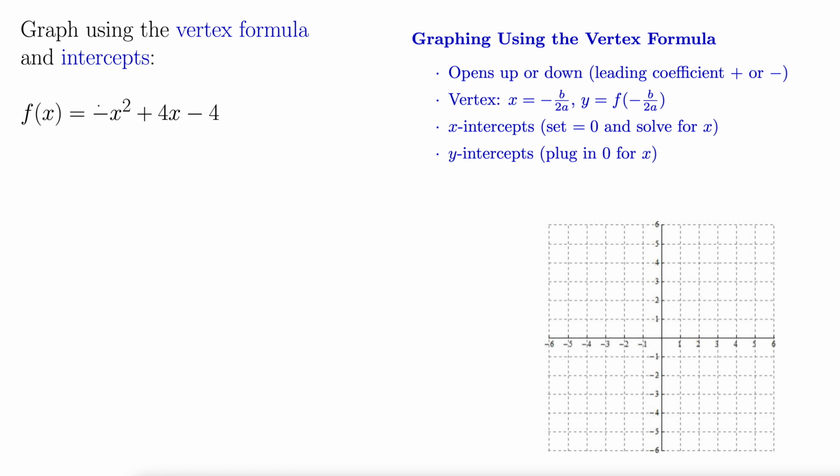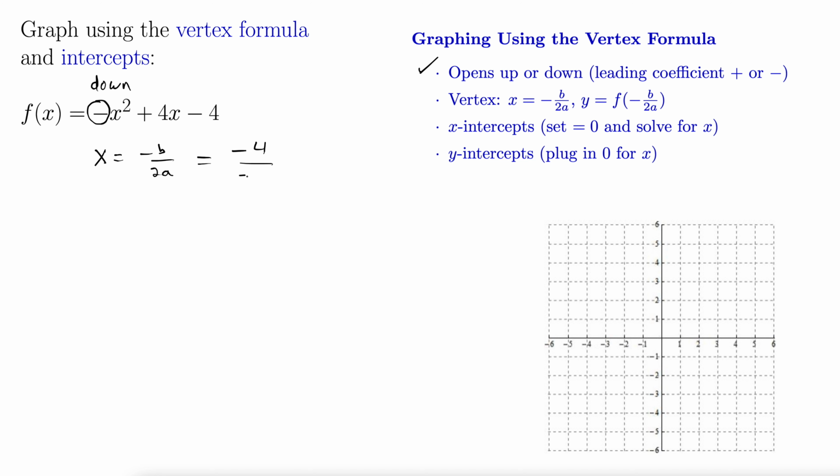Well, that's determined by the sign of this leading coefficient here. This is negative, so it opens down. All right, so there's that. The x-coordinate of the vertex is given by negative b over 2a, and recall that we'll need to plug that into the function to solve for y, to get that y-coordinate. Okay, so let's do it here.